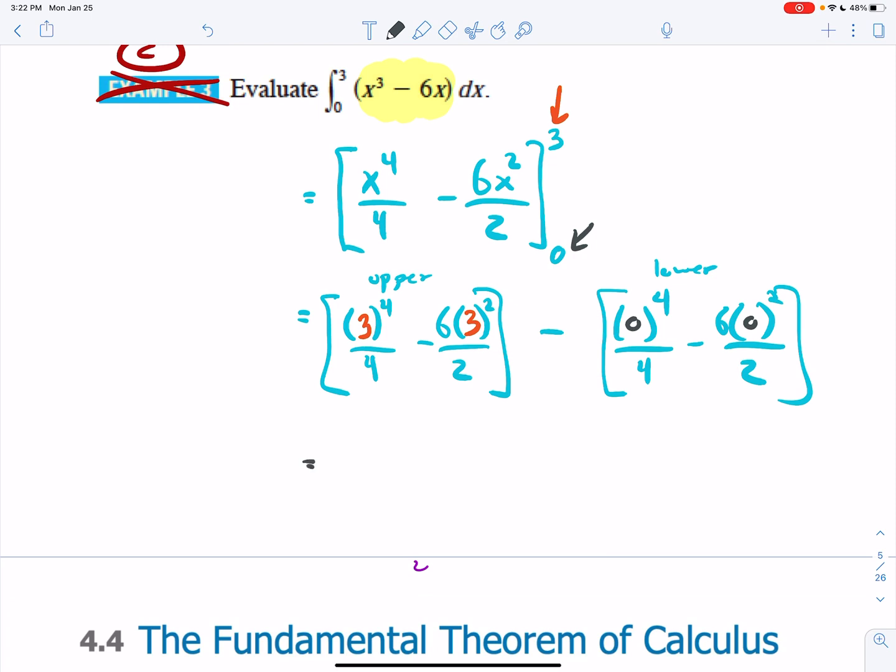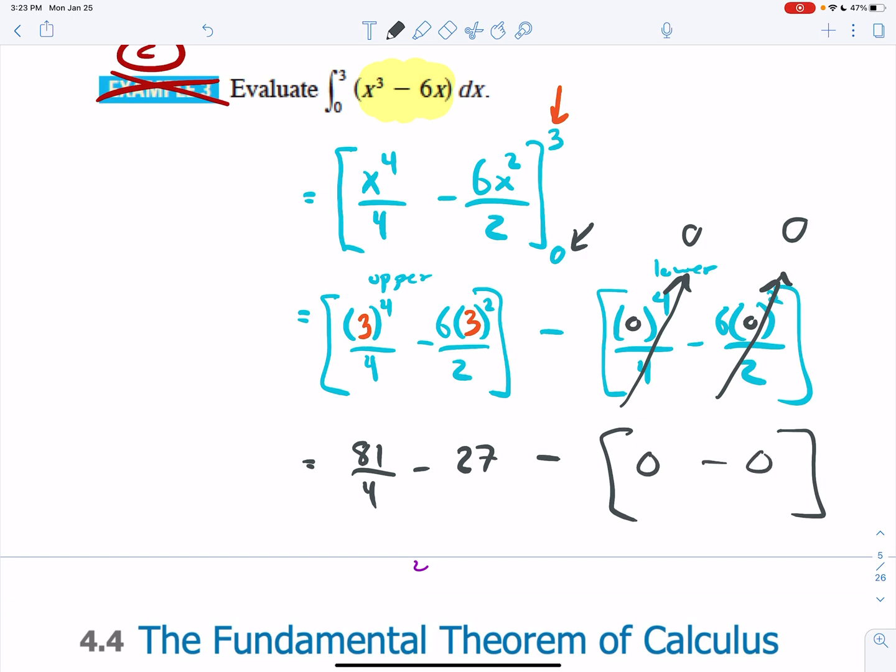Here we go. 3 to the 4th is 81 over 4 minus all of that. So 3 squared is 9 times 6 is 54 divided by 2 is 27. Okay? And it turns out that this comes out to 0. Now, I say it that way because it's not always the case that when you plug in 0, you get 0. Okay? It's just a coincidence. Sometimes when you plug in 0, you might have a constant left over. So just keep that in mind. So I'm just going to put 0 minus 0 here.